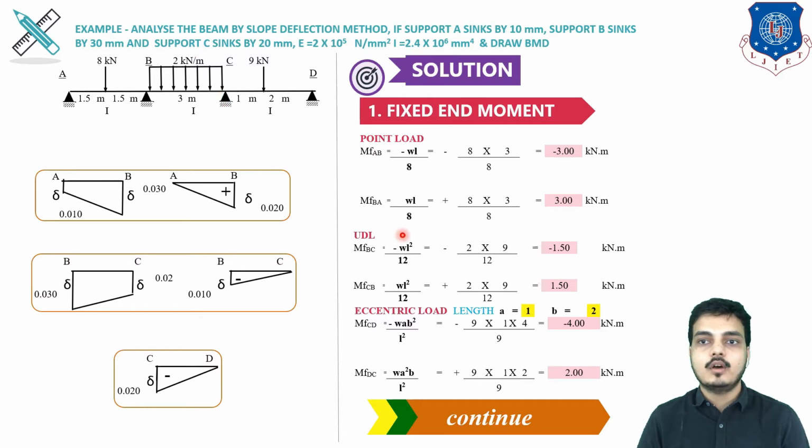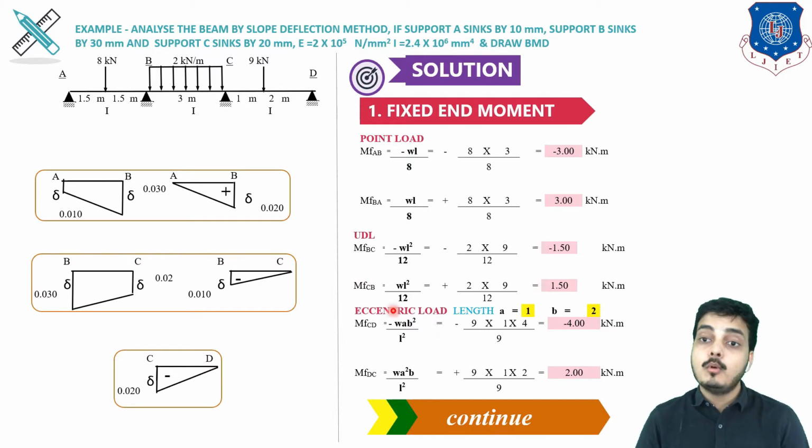For UDL, the formula becomes WL square by 12. So MFBC will be minus WL square by 12, and MFCB equals positive WL square by 12. W is given 2, L is given 3, so 3 square is nothing but 9 divided by 12. So this will give me minus 1.50 kilonewton meter for MFBC, and MFCB will be positive 1.5.